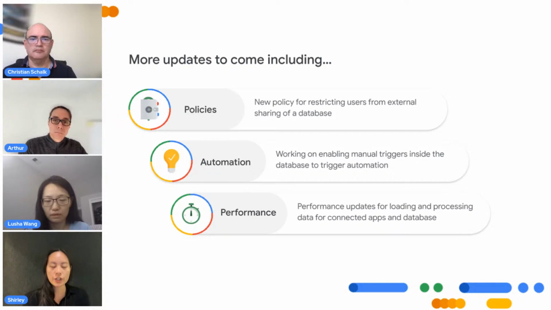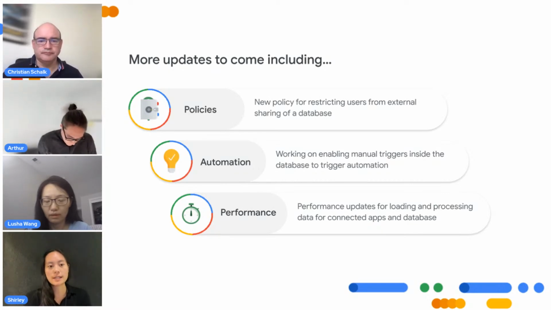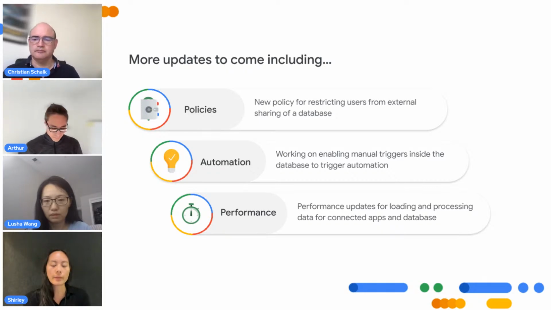In terms of automation, we're also still working on enabling manual changes inside the database and inside a sheet to trigger automation. Right now, all changes need to be done through an app in order to trigger automation. And we know that provides confusion and users are frustrated about that. So we definitely want to address that in the coming months.